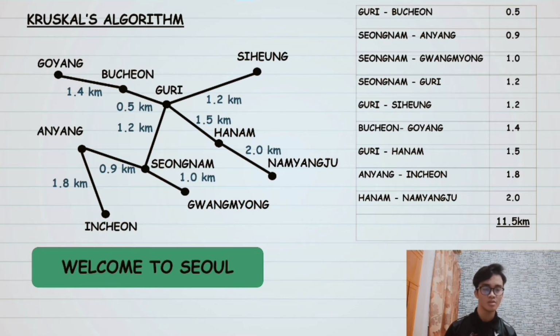As usual, first is Guri to Buchon 0.5, Songnam to Anyang 0.9, Songnam to Gamyong 1.0, Songnam to Guri 1.2, Guri to Sihung 1.2, Incheon to Gonyang 1.4, Guri to Hanam 1.5, Anyang to Incheon 1.8, and last Hanam to Namyangju 2.0 km. We sum all of that and we get 11.5 km. So 11.5 km is the answer for the minimal spanning tree inside this Welcome to Seoul map.